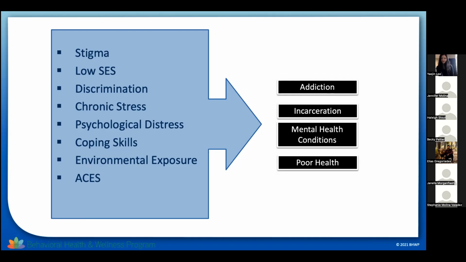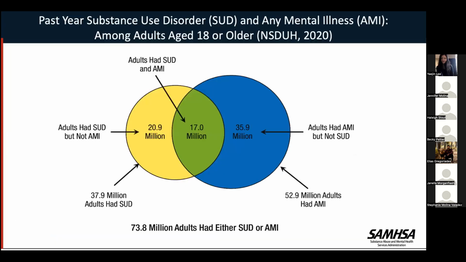Given that the two groups often share common risk factors contributing to the development of their addiction, it won't surprise you to learn that individuals suffering from either are relatively likely to suffer from the other. In 2020, the National Survey of Drug Use and Health estimated that about 21 million adults had an SUD. That works out to about 10% of the adult population, and 36 million adults had a mental illness, and that's about 17.2% of the population, so 10 and 17% respectively.